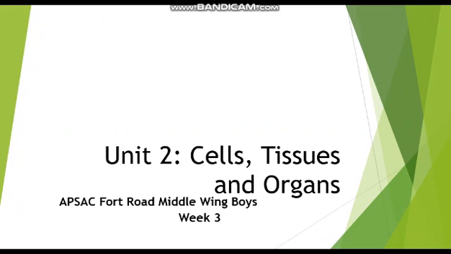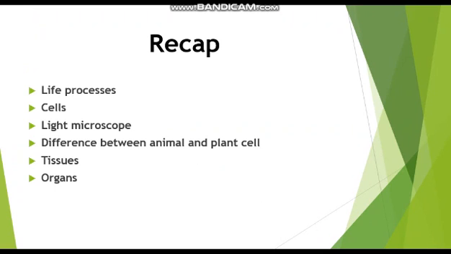The chapter which you have been covering for the last 2 weeks is Unit 2, Cells, Tissues and Organs. First, the recap of topics which you have covered. The chapter started with life processes, as living things have certain characteristics on which they can be identified. Then cells, which are the building blocks of living organisms.